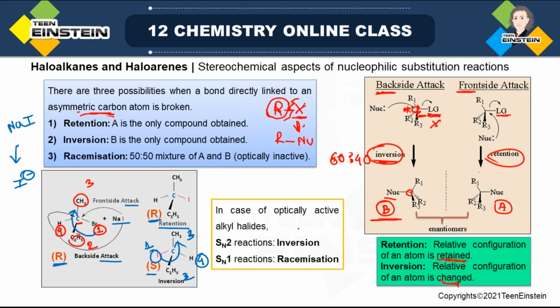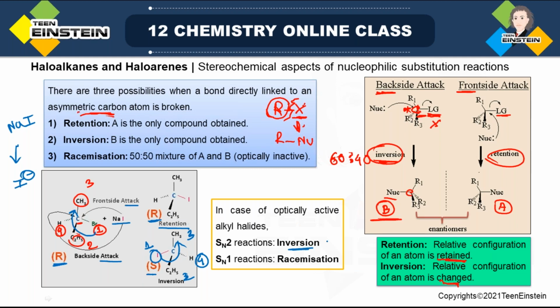So in case of optically active alkyl halides, that is the alkyl halide that you are seeing in this box, that is actually optically active. And when it is SN2 mechanism, what we know in SN2 mechanism is that it is always backside attack, that we have already seen in the last class. And if it is only backside attack, obviously inversion will be the ultimate result.